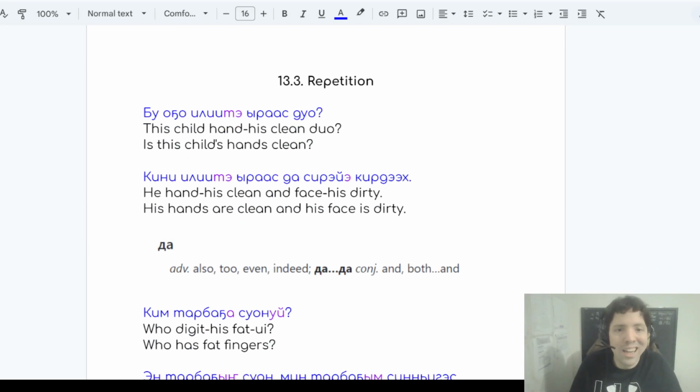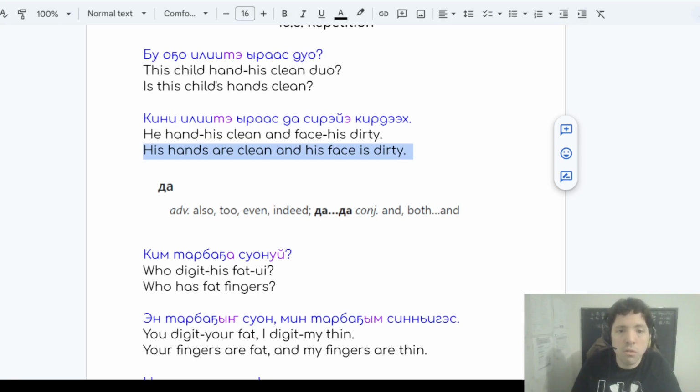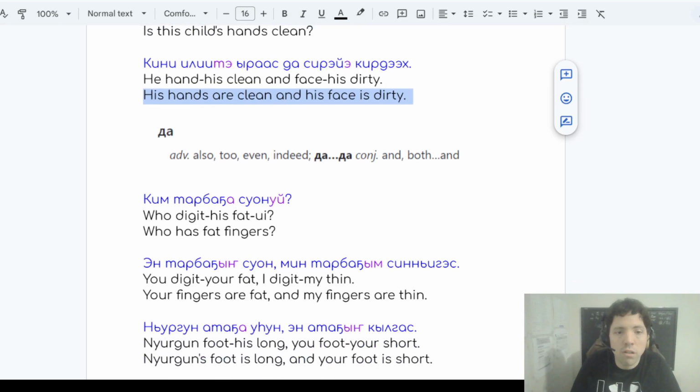Alright. Repetition. Bu aura ilite rasto. Is this child's hands clean? Or are this child's hands clean? Kini ilite ras. Sorry. Kini ilite ras ta sireye kirtech. His hands are clean and his face is dirty. Oh, you could also translate just like but. His face is dirty. By the way, da means also, to, even, indeed. And when you have da and da together in a sentence twice, it's both something and something. Good to know, right?